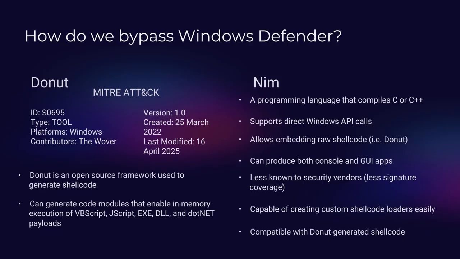Nim is a programming language that compiles to C and supports native Windows API calls. It is used as a loader to execute the Donut-generated bin file, which enhances evasion since it's lesser known than other programming languages. I used code that was posted by Newman Cyber Labs as a starting point and modified it with the help of ChatGPT.